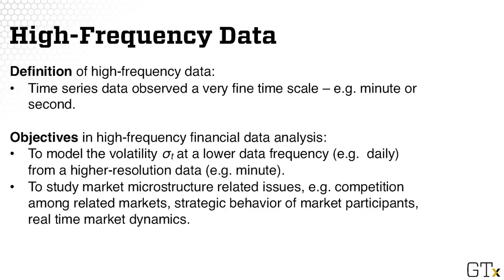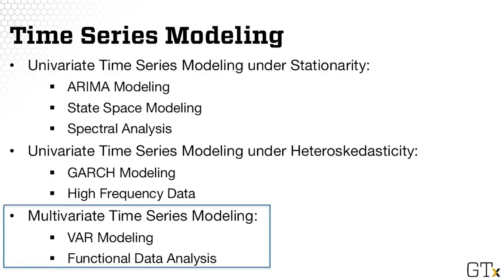For financial data, the primary objective is to model the volatility at a lower data frequency, say the volatility within a day, from finer scale data, for example, minute level data. Another objective is to study market microstructure related issues, for example, competition among related markets, strategic behavior of market participants, and real-time market dynamics. I'll provide more background on this aspect in a different lesson in this lecture.